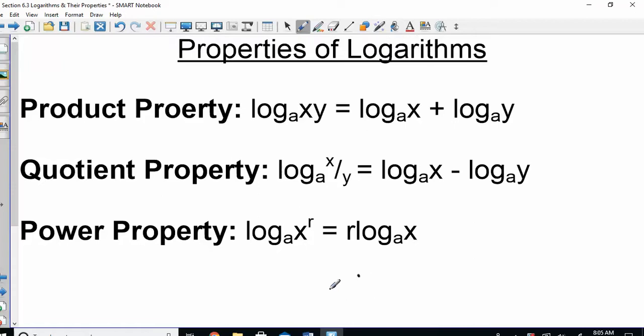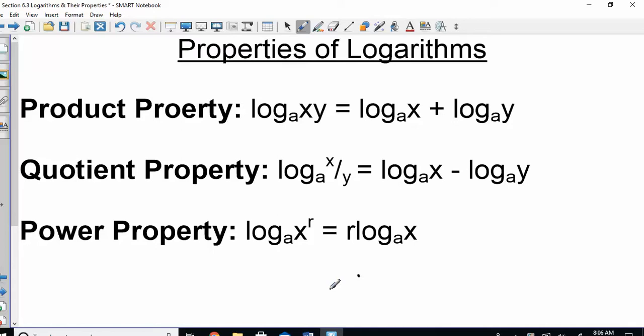These properties tell us how we can break apart logarithms. The product property tells us if you have a log of things being multiplied together, so x times y, we can break them up and do the log of each one individually and add those logs together. The same is true with division. You can break it up, but this time you subtract the thing that's on the bottom. And with powers, if you have a log of something to a power, you can bring that power down in front.